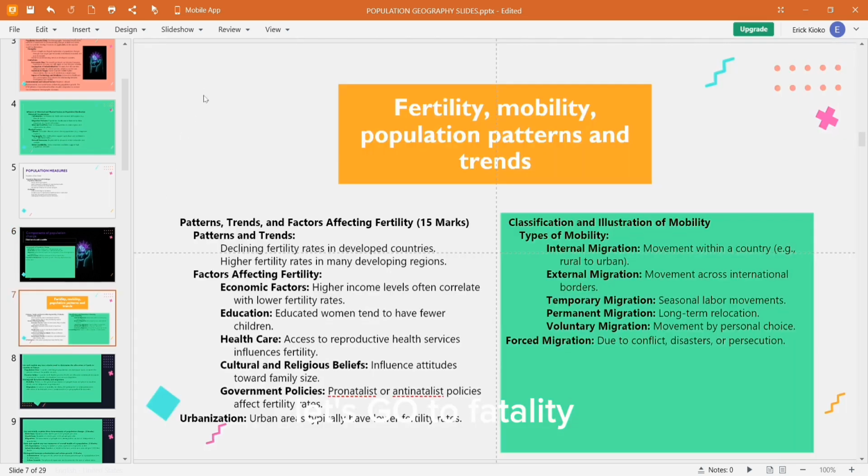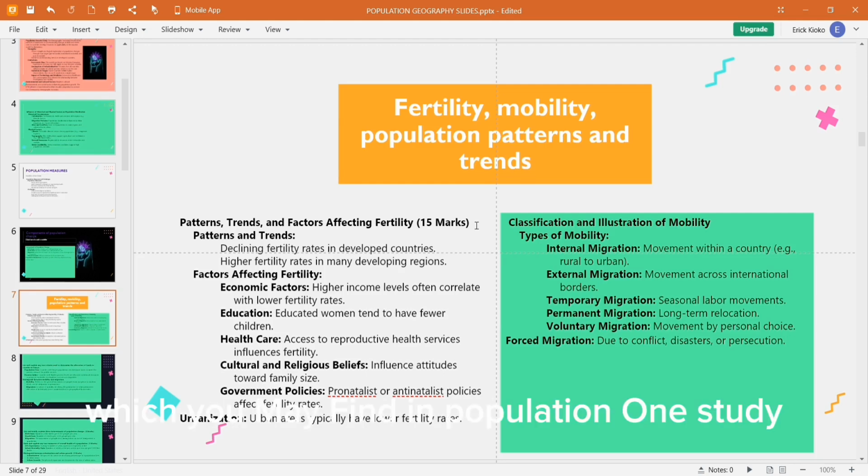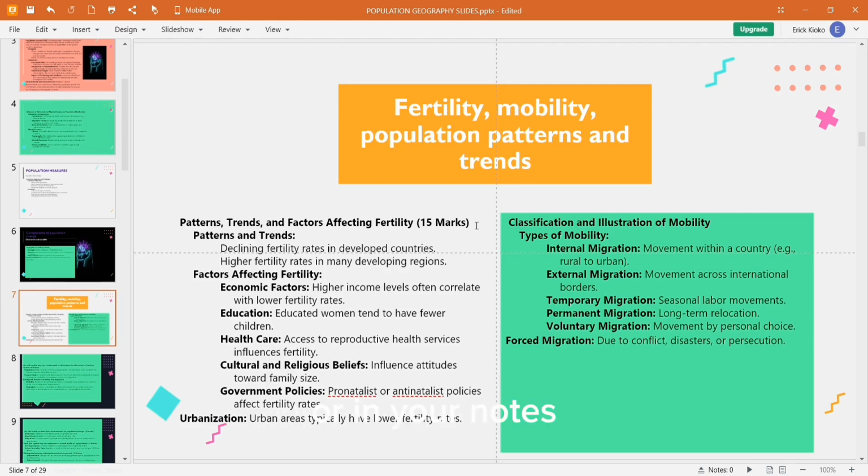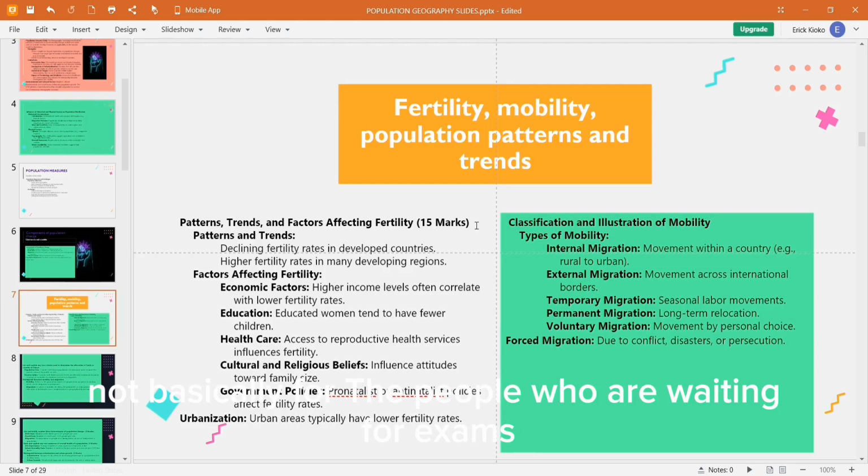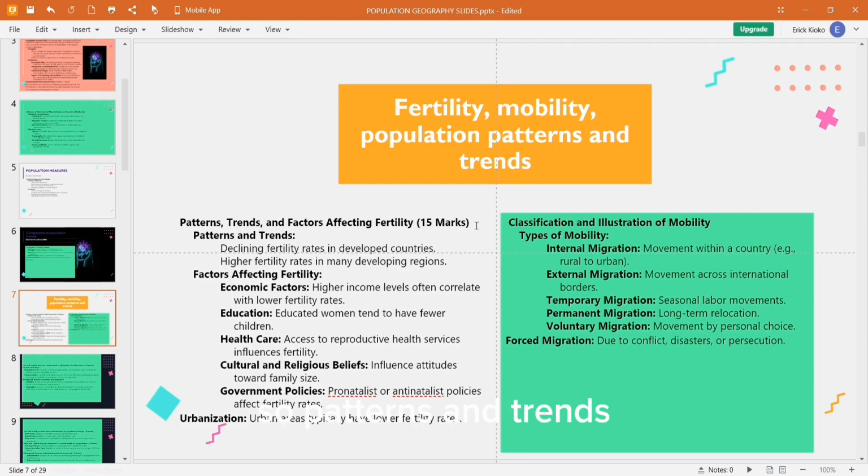Let's go to fertility, mobility, population patterns and trends. So let's begin with patterns, trends, and factors affecting fertility. As you can see, we are discussing the questions. It's like we are giving answers to different questions which you may find in population geography, or in your notes. They are also helpful, not basically for the people who are waiting for exams. So, patterns and trends.